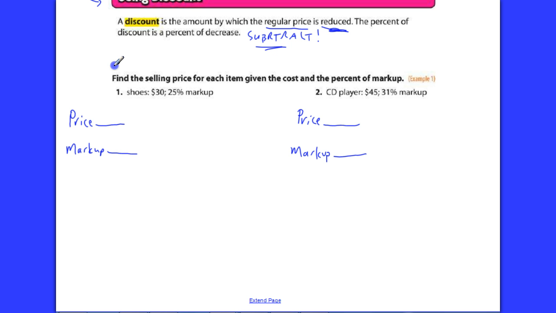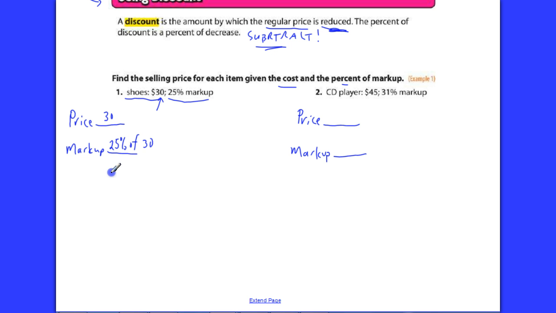Here are the first two questions in your notes. It says, find the selling price for each item given the cost and the percent of markup. In number one, there's a pair of shoes that costs $30 and they want a 25% markup. The first thing we need to identify is the price. They give us the price as $30. You have to identify that first. The markup is 25%, so what you need is 25% of 30, because 30 was the price.